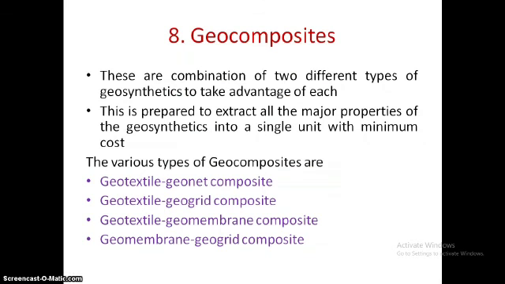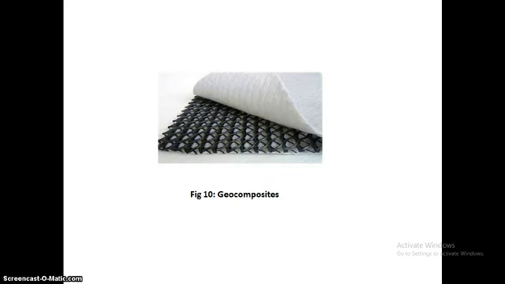Next is geocomposites. These are a combination of two different types of geosynthetics to take advantage of each. This is prepared to extract all the major properties of the geosynthetics into a single unit with minimum cost. The various types of geocomposites are geotextile geonet composite, geotextile geogrid composite, geotextile geomembrane composite and geomembrane geogrid composite. Figure shows a typical geocomposite.